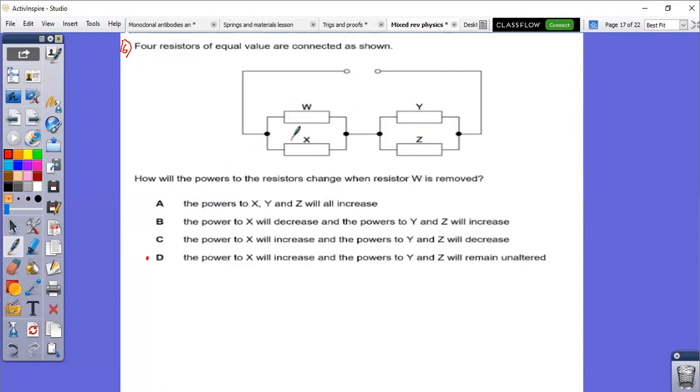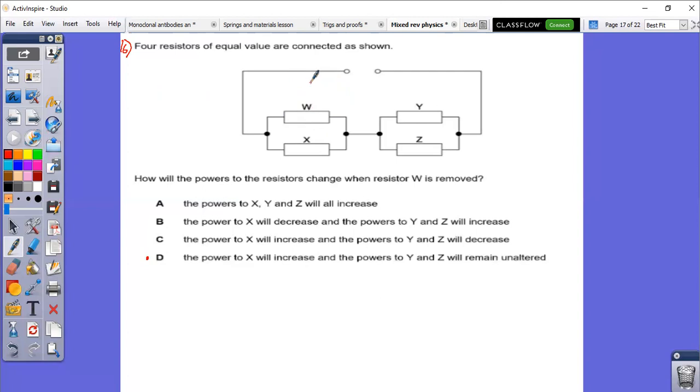I just thought about resistors in parallel, and then I thought Y and Z would be unaffected, and then the resistance in parallel when W is removed would be greater. Okay, so when W is removed, what's going to happen to the amount of current in the circuit? Will it go up or down?